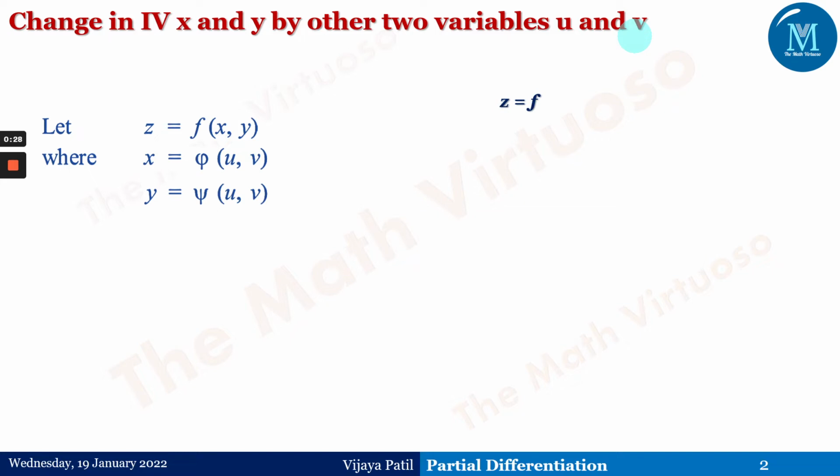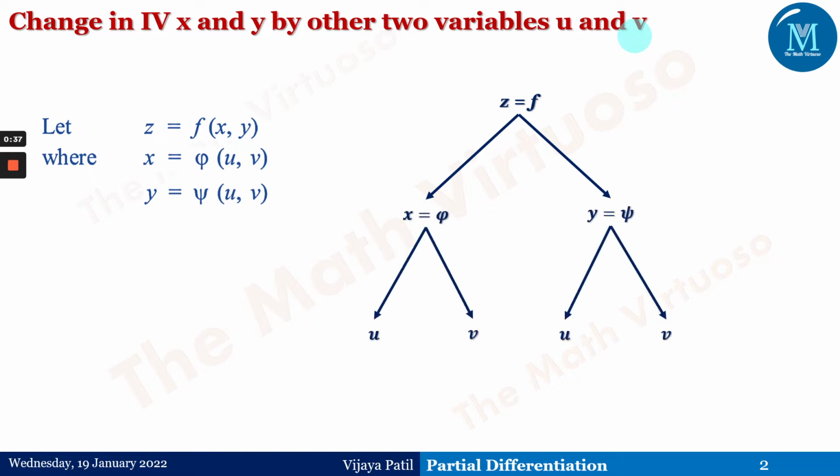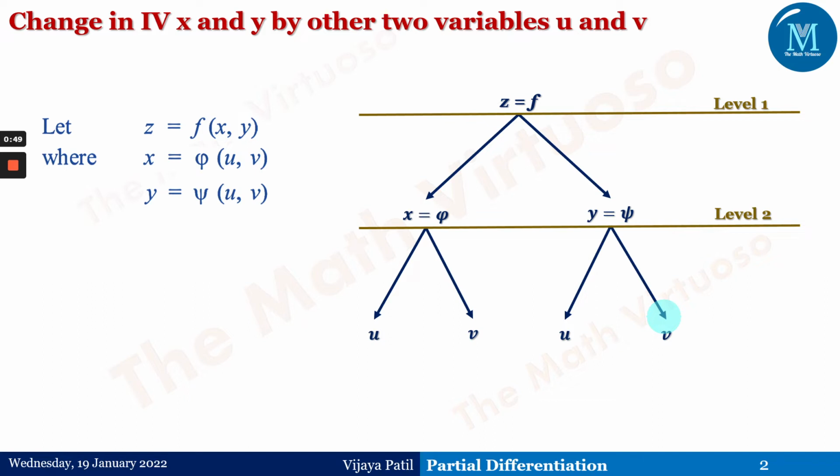Then if you want to draw this tree diagram, it will be z equals f, which is depending upon x and y, but x and y are independently depending upon u and v. So x is depending upon u and v, y is also depending upon u and v. Here z equals f is the level 1 variable, x and y are the variables in level 2, and u and v are the variables in level 3. So this type of tree diagram will differ from what we have seen in part 1.